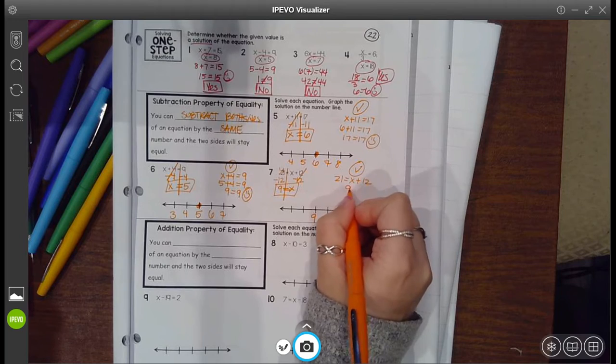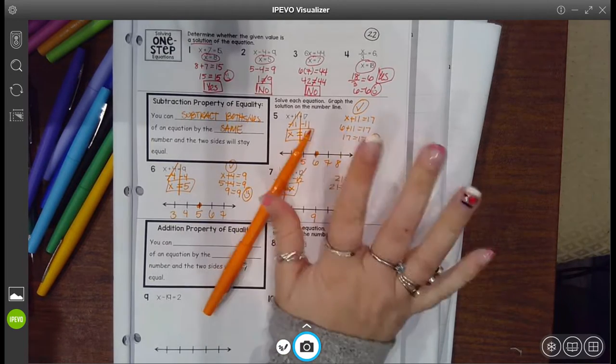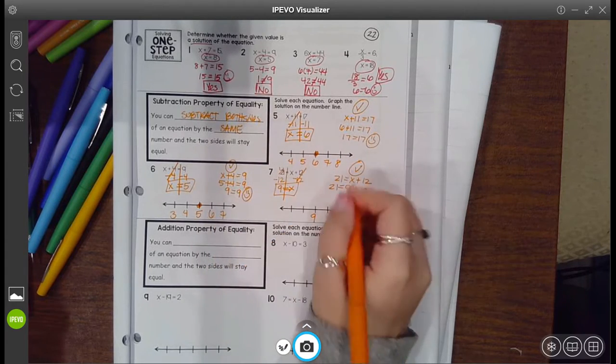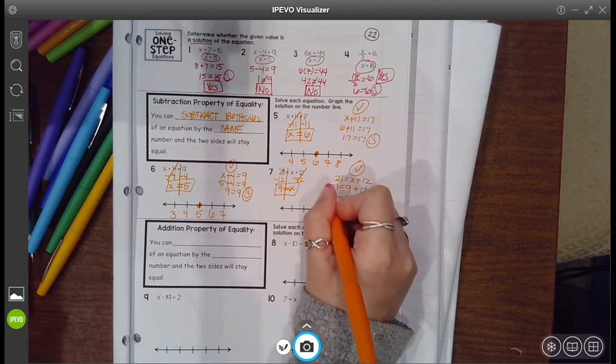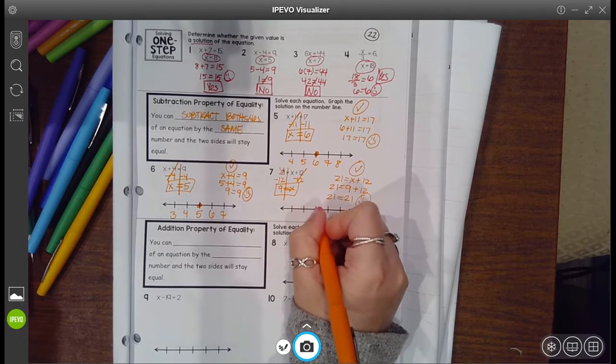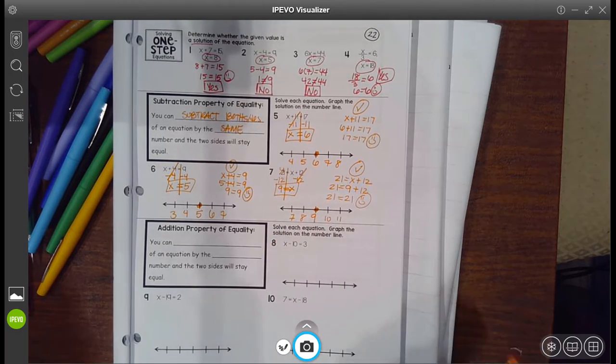And I think that x was 9. So 12, 13, 14, 15, 16, 17, 18, 19, 20, 21. Bring down your 21. And yes, that was a true statement. So 9 was indeed the correct answer. Pick 2 bigger and 2 smaller. And there you go, you graphed it.